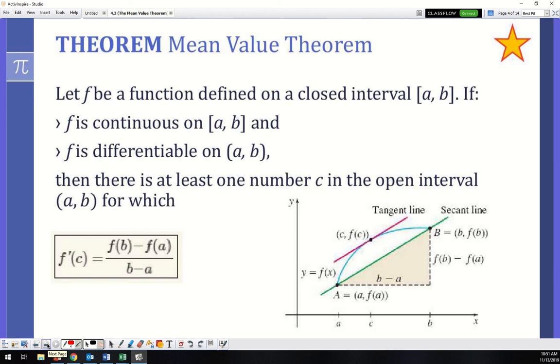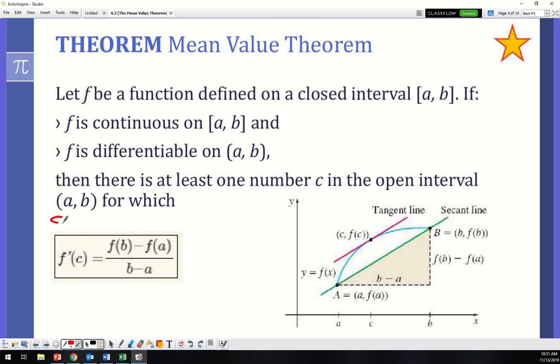All right, so let f be a function defined on a closed interval, a to b. If f is continuous on a to b, and f is differentiable on a to b, then there's at least one number c in the open interval of a to b at which the derivative is equal to the secant line slope. So here's the hint: slope of the endpoints. Add this to your notes.